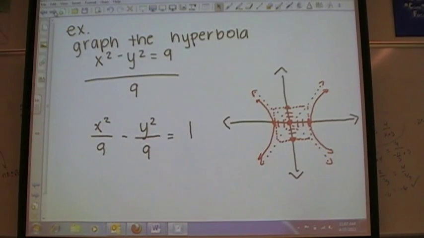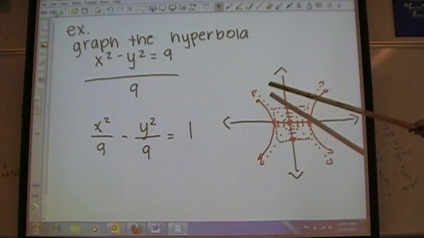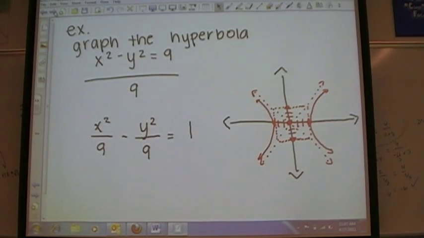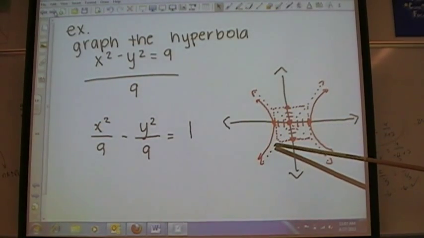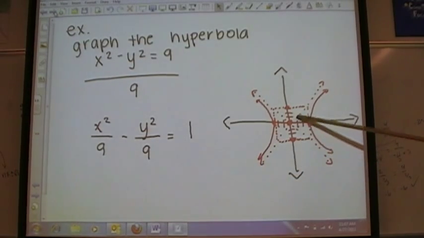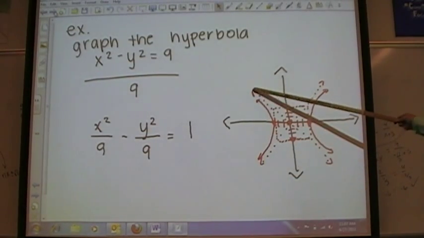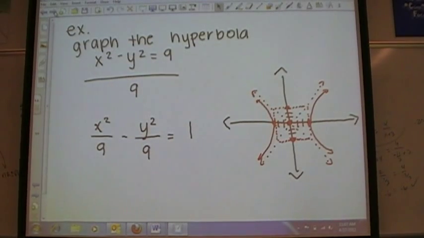With those points, I make a box. The dotted lines here are not actually part of your graph. We're just using that box and the asymptotes to come up with the curve. So you just take these 4 points and make a box. Then through the corners of the box, you draw your asymptotes, which are here and here. And then I can get a more accurate drawing of what the hyperbola looks like.